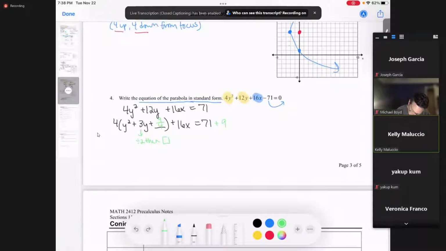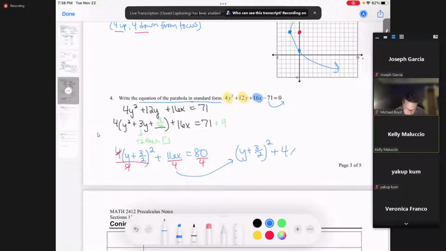And so now I can rewrite this. It looks a little weird, but I can say 4 times y plus 3/2 all squared, and then plus 16x equals 80. And then I want to get rid of the coefficient. So I want to divide everything by 4 because I don't want this coefficient here, right? So I get y plus 3/2 squared plus 4x equals 20.